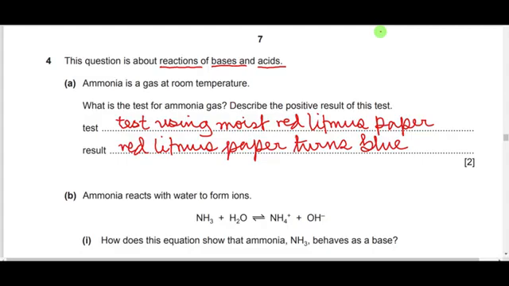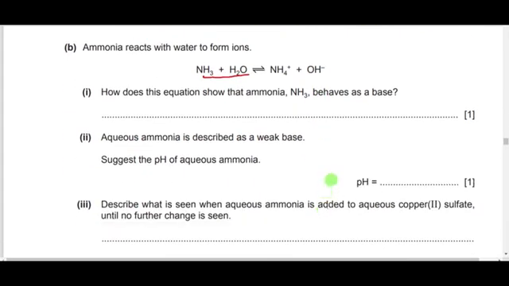Blue. Right? According to this equation here. Can you see? According to this equation here. Ammonia reacts with water to form ions. Yes, that's the equation that occurs when ammonia reacts with what? Moist red litmus paper. Okay? So ammonia reacts with water to form ions. According to that equation on the screen, ammonia and water giving us what? Ammonium ion and hydroxide ion.